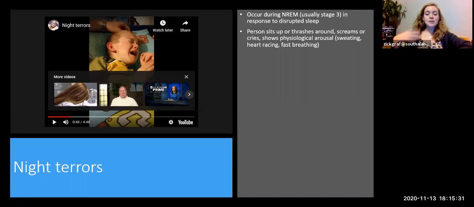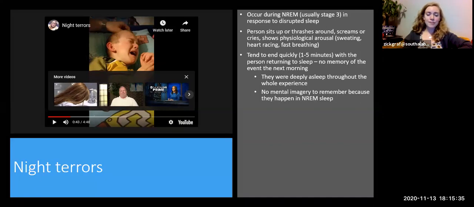People who are having night terrors typically show a lot of signs of physiological arousal, like sweating, fast heart rate, hyperventilating. They don't last very long. They tend to last 1 to 5 minutes. And the person is hard to wake up during this because they're in stage 3 sleep, when it's difficult to wake someone. But if they're not woken up, when the episode ends, they'll just go back into deep sleep. And typically when this happens to kids and they aren't woken up from it, they have no memory of it the next day. That's because they're deeply asleep and there's nothing for them to remember because they're not in REM sleep.